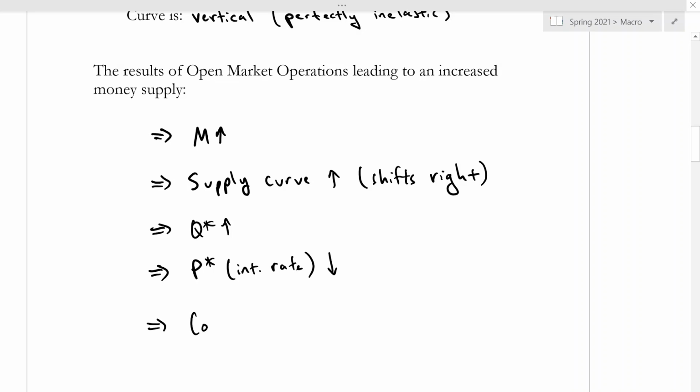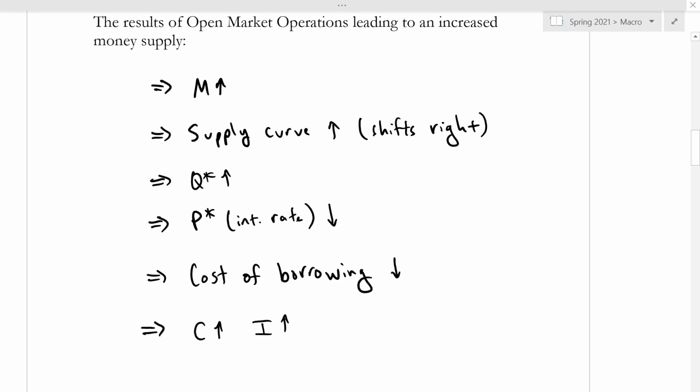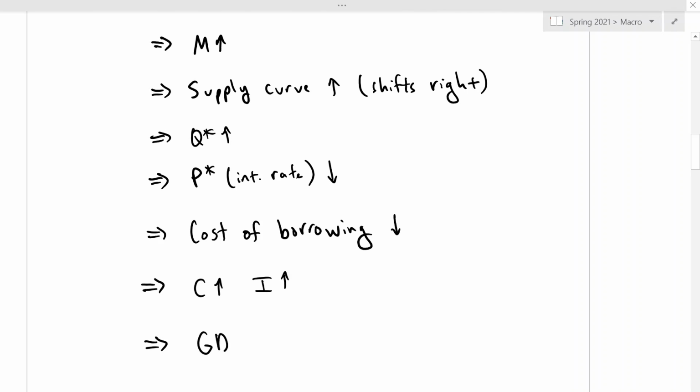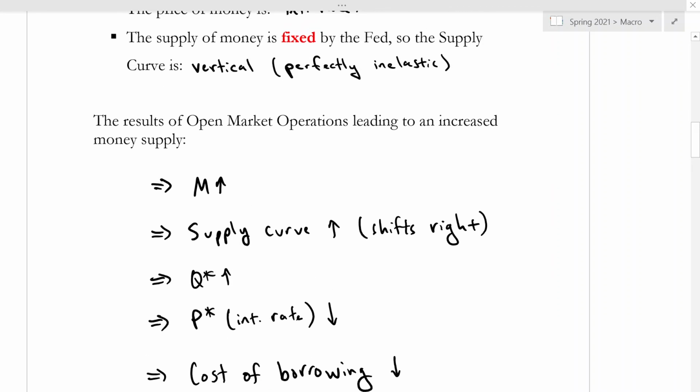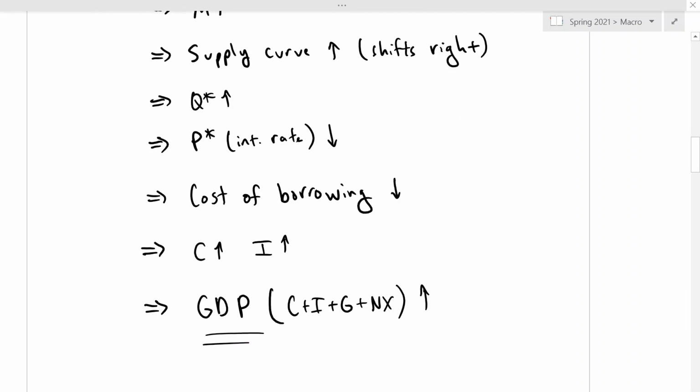The interest rate is the cost of borrowing. So the cost of borrowing money goes down. When it's cheaper to borrow, more people borrow. They buy things like cars. That means consumption will go up. Houses or businesses investing, investment will go up, which means that GDP, which is C plus I plus G plus NX, GDP is going to go up. So increasing the money supply through open market operations helps to increase economic activity and stimulate the economy.